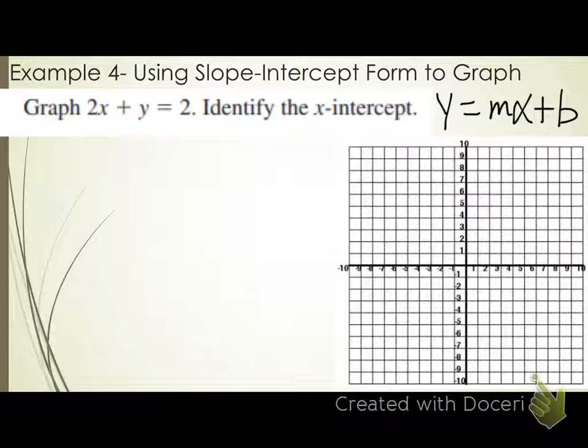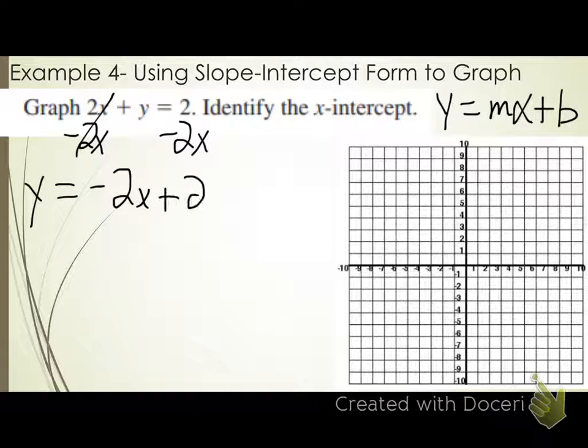Divide by 2? Nope. Subtract 2x. Subtract 2x from both sides. I have a positive 2x being added to y, so I'm subtracting 2x from both sides to cancel it out. I get y by itself on the left-hand side. Are 2 and negative 2x like terms? No, they're not. So can I combine them? No. So I just represent it as negative 2x plus 2.